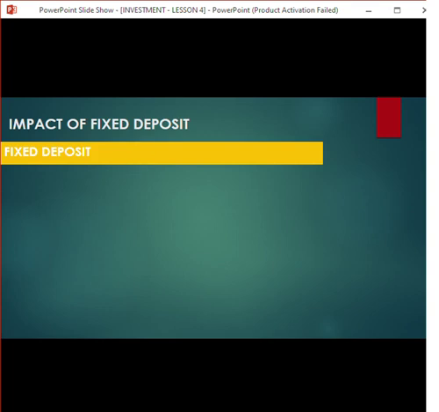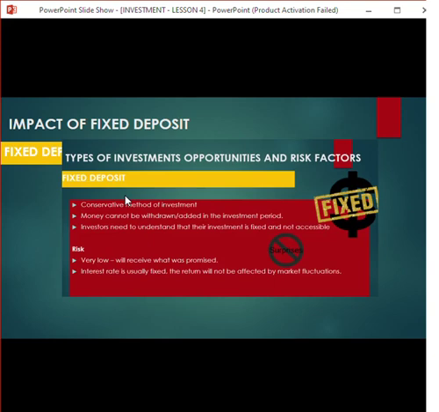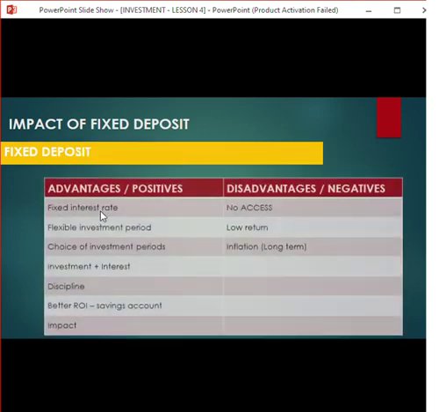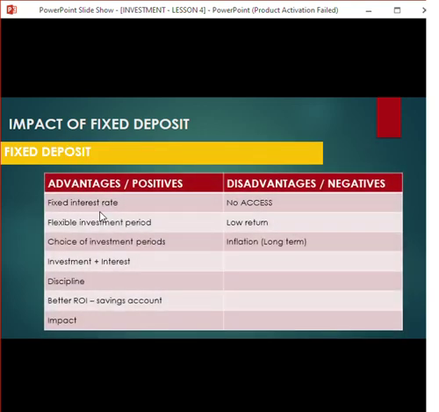And the last one that we're going to look at is fixed deposits. So if you remember right, in the previous video, it's a conservative method. You cannot withdraw money or add to it in this investment period, and you need to understand you can't access your money. Okay, so advantages, disadvantages.